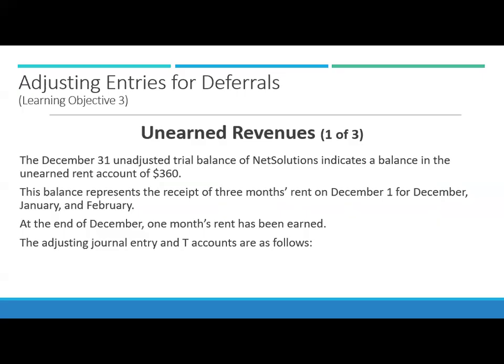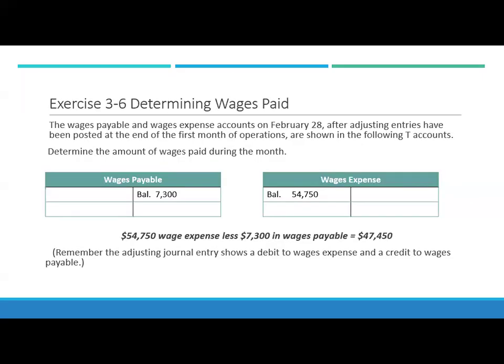If the beginning balance was 1,000, then our cash paid would actually be more because we have 1,000 more in debits, but our ending balance is the same. So if our beginning balance was 1,000, then our cash paid would be 48,000 instead of 47,000 because you can think of it as they had to pay back last month's wages. Then we had the wages expense for this month, and then the payments that were made, and then the ending balance at the end of the month.